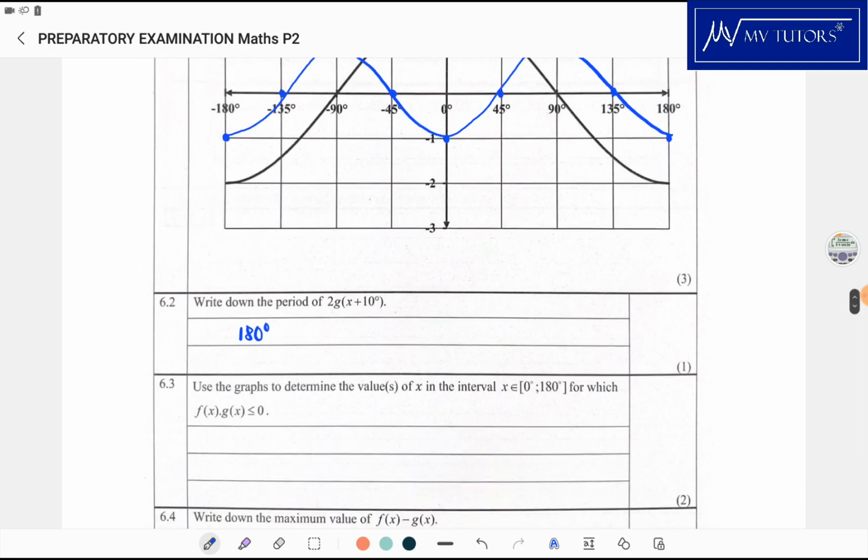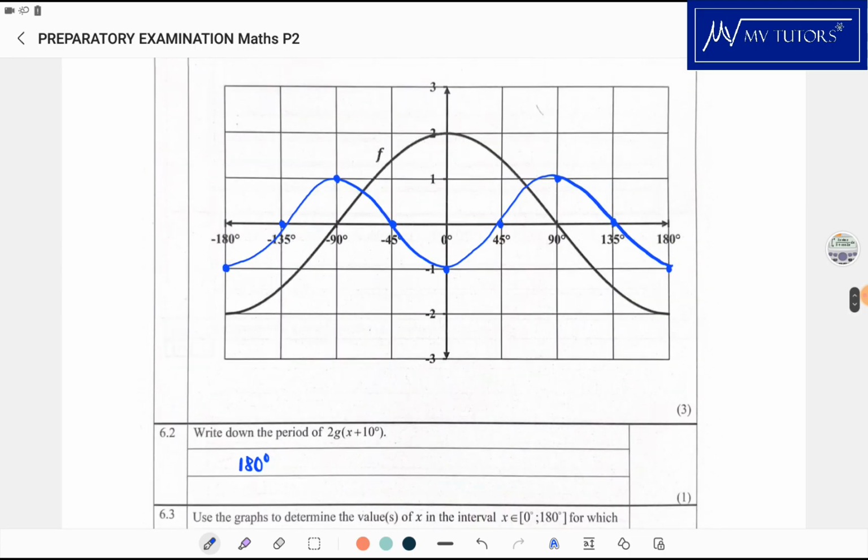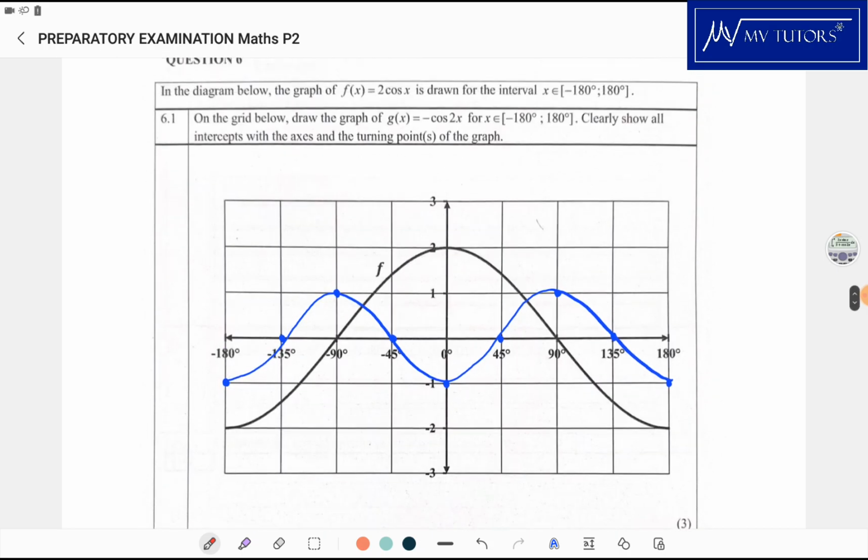And it says use the graphs to determine the values of x in the interval of 0 to 180 degrees for which the y values of f times the y values of g are smaller than or equal to 0. So if f is negative and g is positive, then it will be smaller than 0. Or if f is positive and g is negative, then it will be smaller than or equal to 0. So let's use different colored pens. We're basically going to focus on areas where they have different signs.